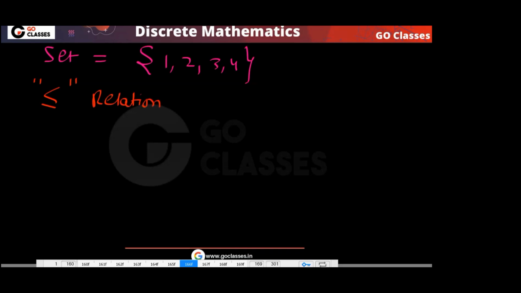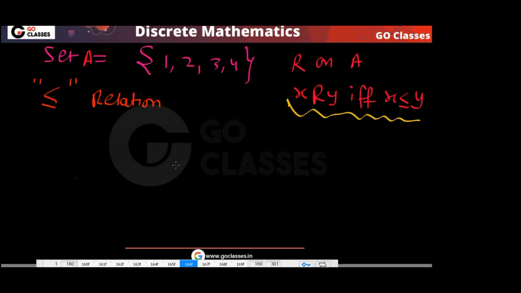So then what can I say? Tell me, this relation I am defining. I am defining a relation R on the set A, and I am saying that X is related to Y if and only if X is less than equal to Y. So this less than equal to relation I am defining.